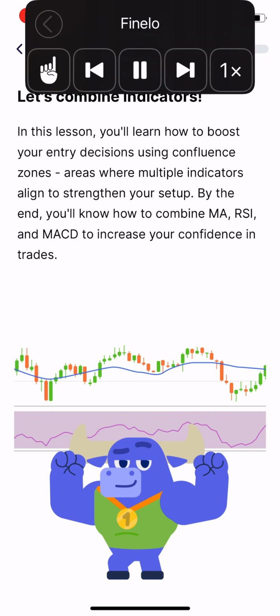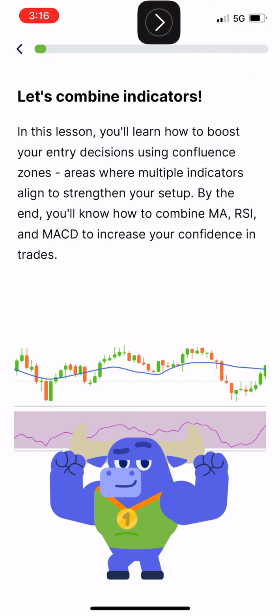Let's combine indicators. In this lesson, you'll learn how to boost your entry decisions using confluence zones, areas where multiple indicators align to strengthen your setup. By the end, you'll know how to combine MA, RSI, and MACD to increase your confidence in trades.